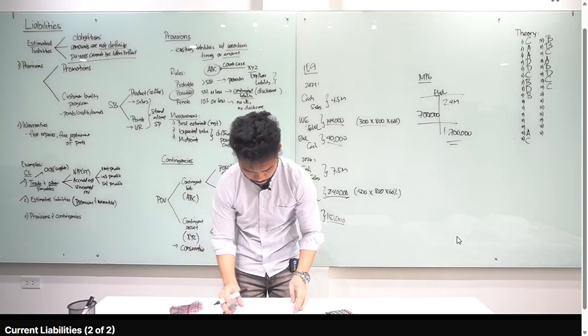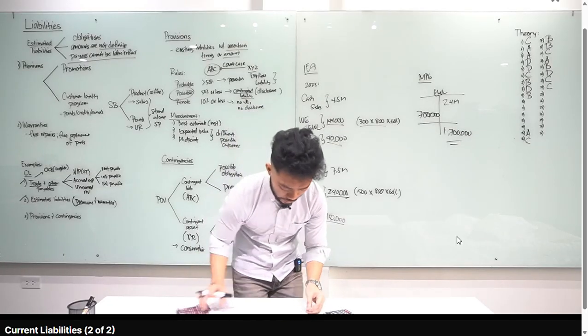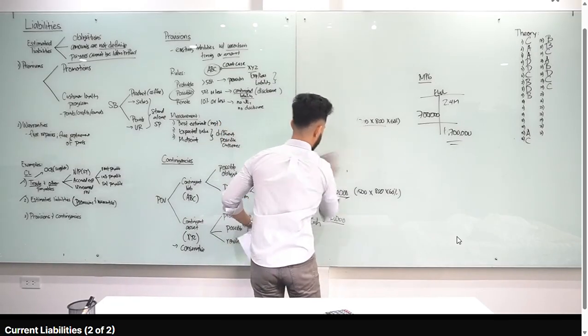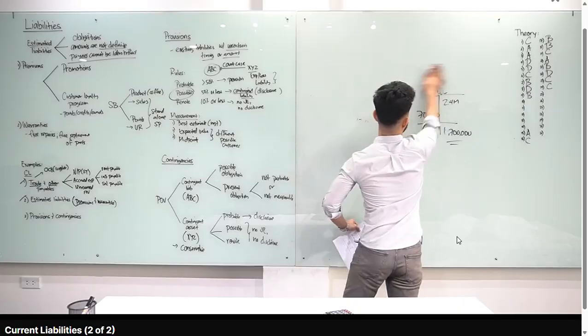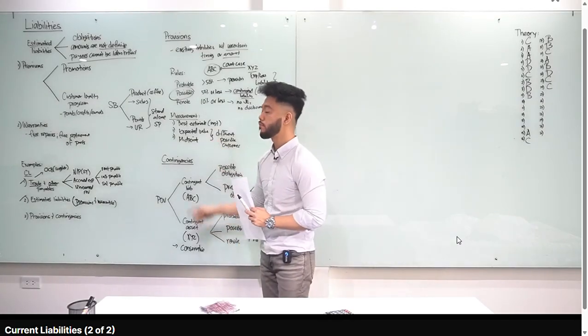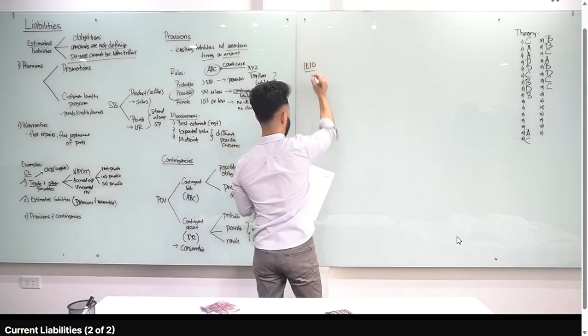Punta tayo class sa illustrative example number 10. Okay, simple lang naman to. Tingnan natin how do we measure provisions. Ano yung sabi ko kanina? Paano yung measurement ng provisions? May hierarchy tayo. Best estimate, expected value, or midpoint. So, tingnan natin kung paano yan. Let's go to illustrative example number 10.